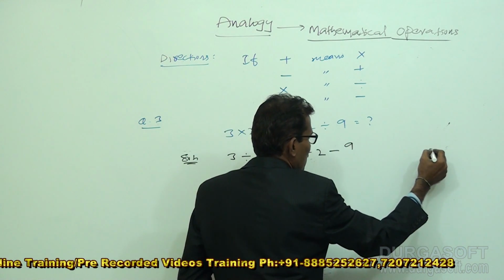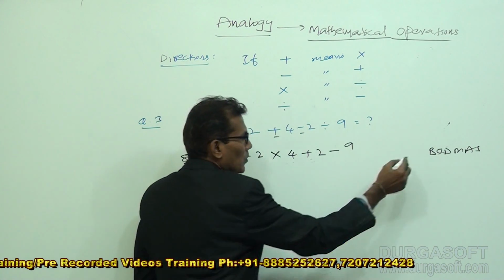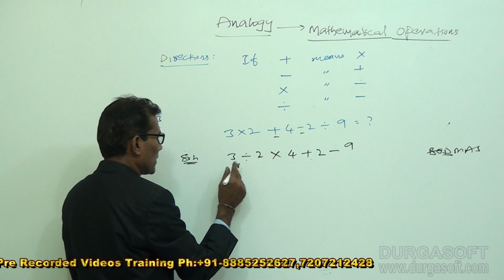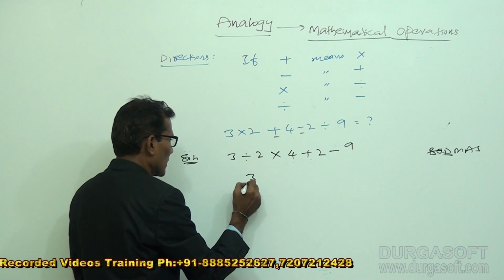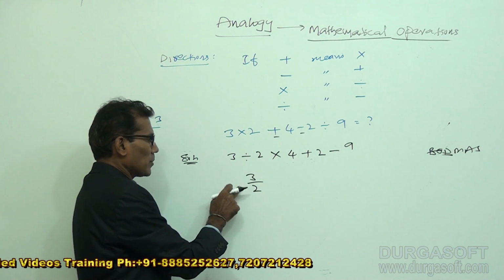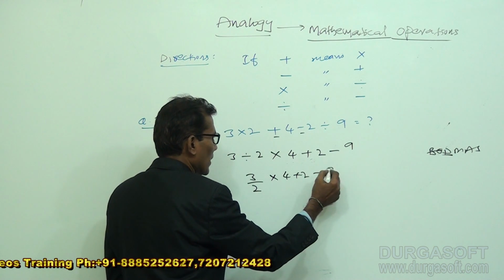Now apply the BODMAS rule. Anyway, there are no brackets, then let us start with the division. So where is the division? Here we have the division. It is 3 divided by 2. Just write down 3 divided by 2 or else 1.5, it makes no difference. But I am writing 3 divided by 2. The remaining as it is, into 4 plus 2 minus 9.